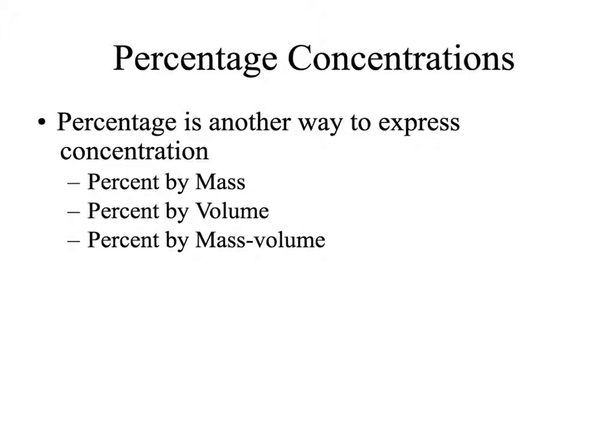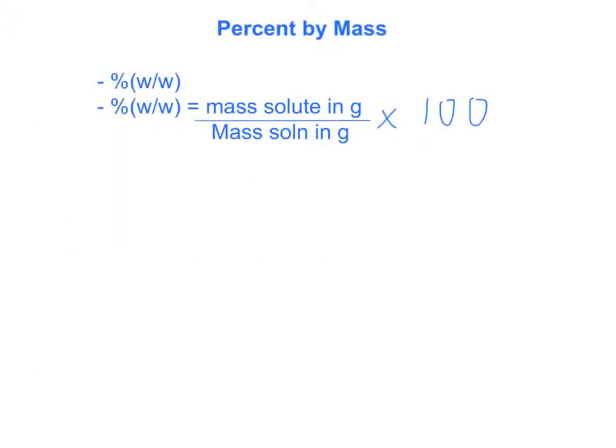Alright, another way to calculate the concentration of a solution is by using percent concentrations. So we use three of them. We use percent by mass, percent by volume, and percent by mass volume. The last one seems a little strange, but I promise it'll make sense. Alright, so the first of the percent compositions we're going to talk about is the percent by mass.